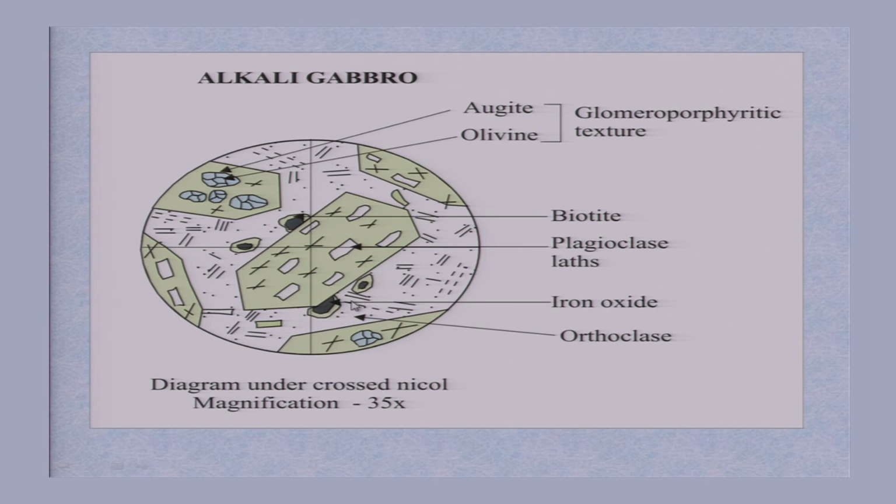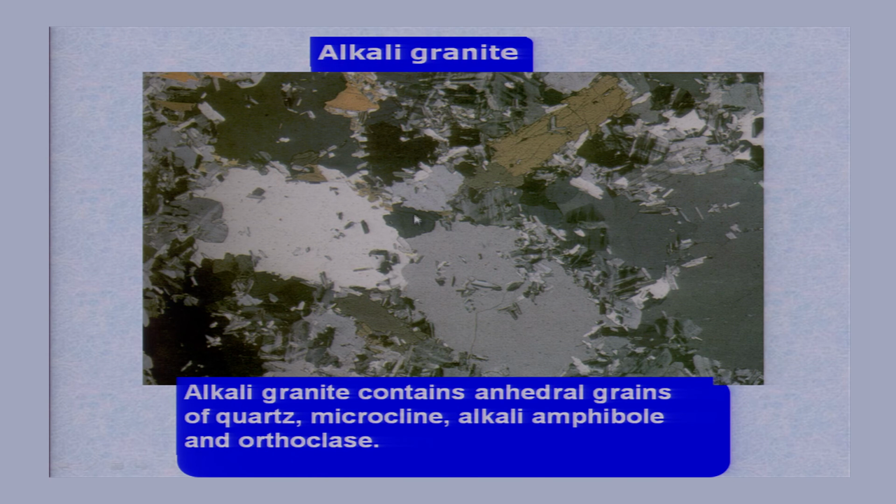Orthoclase is here, that is why we call it as alkali gabbro. If it does not contain orthoclase, we call it simply as gabbro. Citing another example of alkali granite. Alkali granite contains anhedral grains of quartz, microcline. You have never heard about microcline till now. Microcline shows cross hatch twinning here.